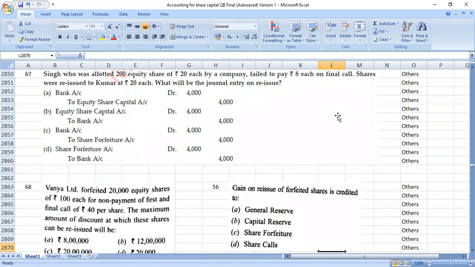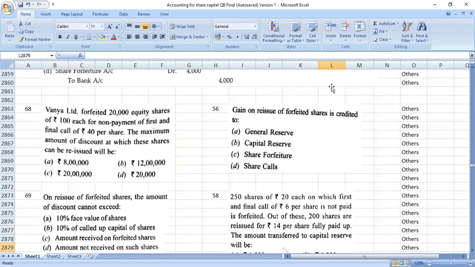Singh was allotted 200 equity shares of 20 each by a company, failed to pay 8 each on final call. Shares were reissued to Kumar at 20 each. What will be the entry on reissue? Simple. Reissue to Kumar at 20 each. Appo bank account debit, share capital account, 200 into 20, 4,000. And share forfeiture எப்போ வரும்? Discount இருந்தால் தான் வரும். Have been reissued at par. So bank to equity share capital 4,000.